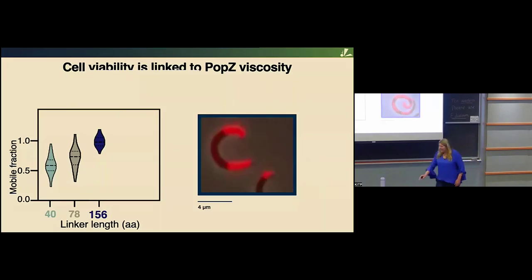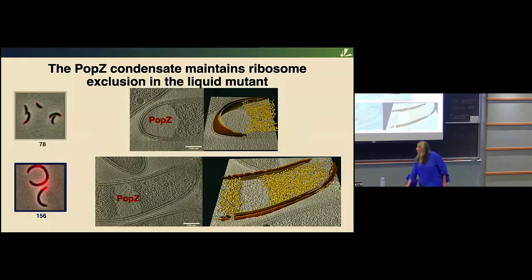When we did tomography on this mutant, that was wild type, where POP-Z is nicely found where it's supposed to be, the ribosomes are away, it's all good. But in this mutant, we're able to catch that type of cell. You see this POP-Z region in the middle, ribosomes are still excluded, but this thing is going to move around.